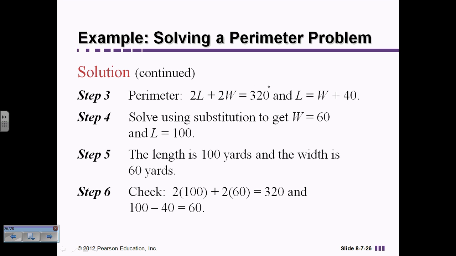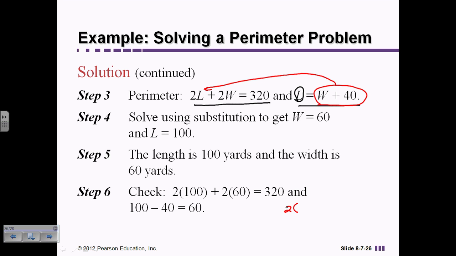So here are two equations. 2L plus 2W equals 320. That's the perimeter formula. Length equals 40 more than the width. That's the second equation. So if I do substitution, here's my L, I'm going to put W plus 40 in the second equation everywhere that I see the L. So I'm going to come down here and do it.